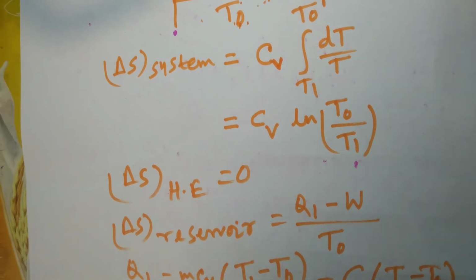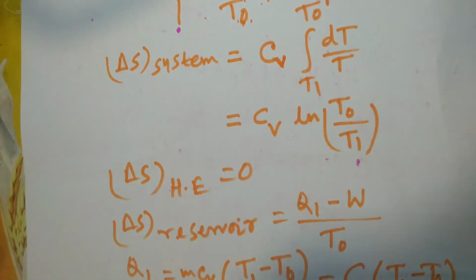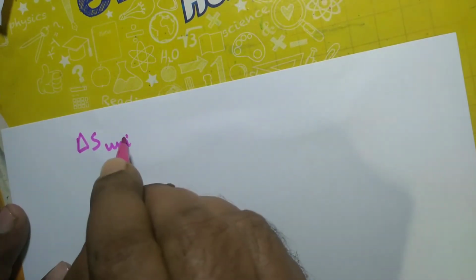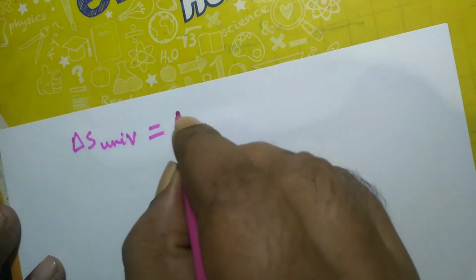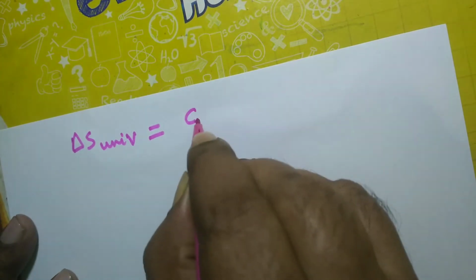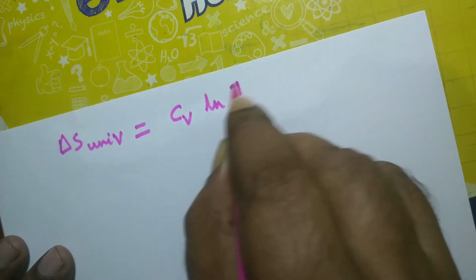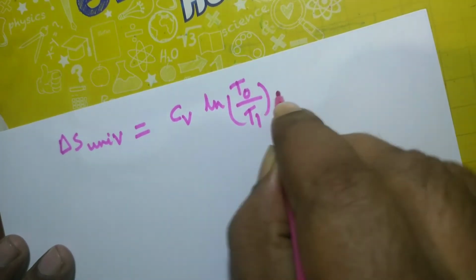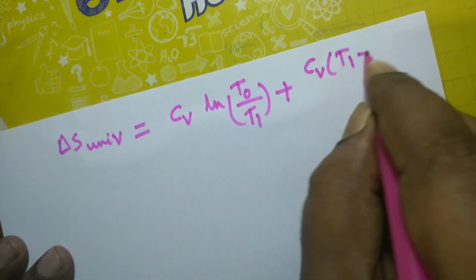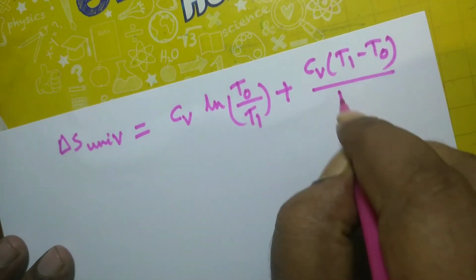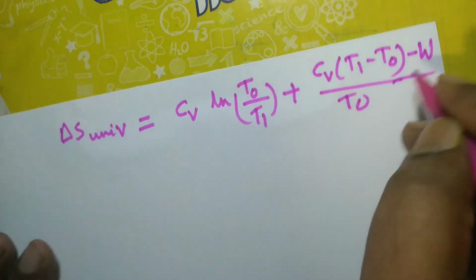So delta S reservoir is this much, delta S system is this much. So delta S universe will be delta S system plus delta S reservoir, that is Cv ln T0 by T1, this is delta S of system, plus delta S reservoir is Cv (T1 minus T0) by T0, minus W is there in the numerator part.